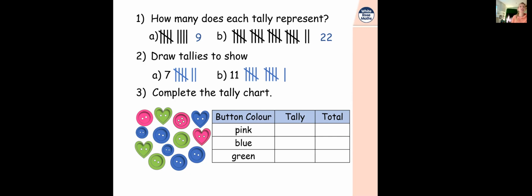Okay. Question 3 says complete the tally chart. You guys are brilliant at tally charts now. Have a little look at that. Maybe pause me now. Have a look at that. Jot down how many pinks, how many blues, how many greens as a tally, but then there is also the total column as well. So you can write the numeral of the total as well as the tally.